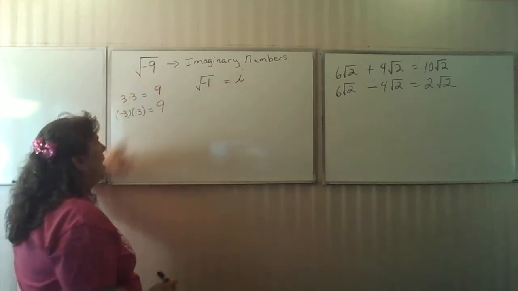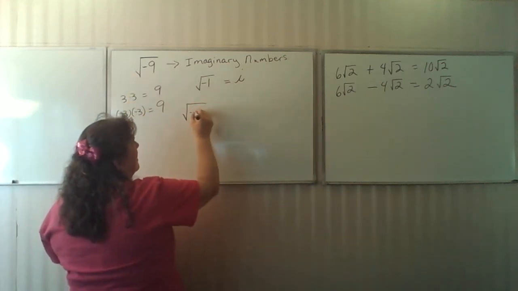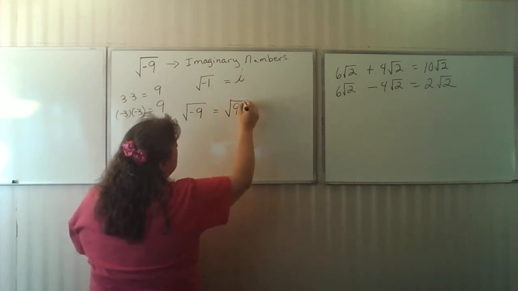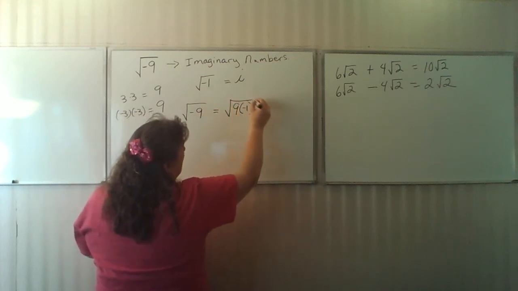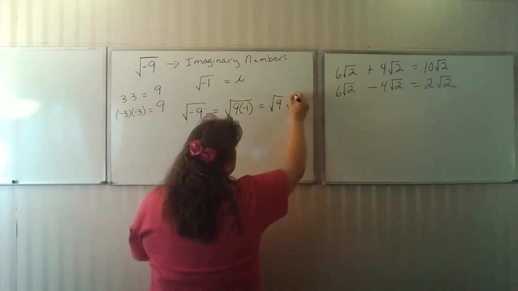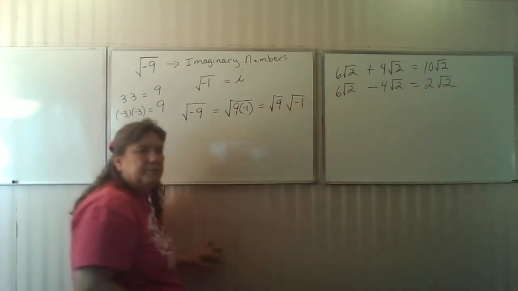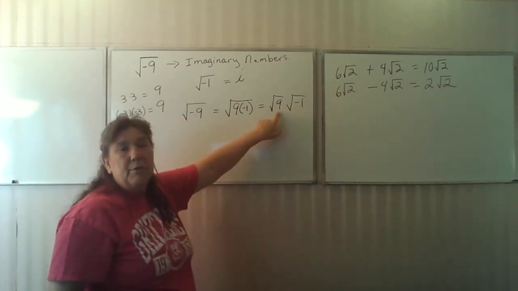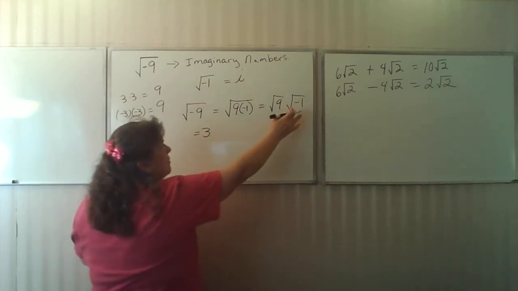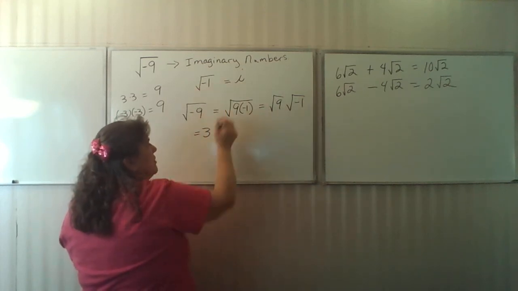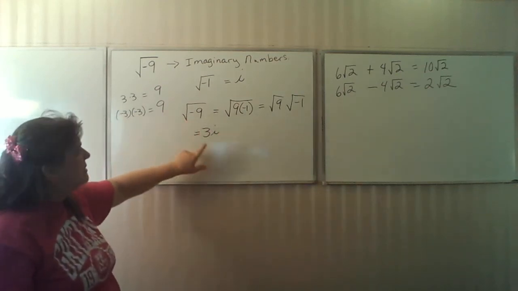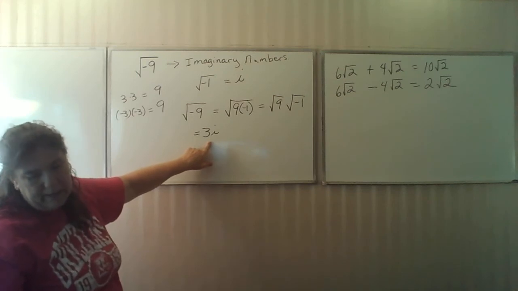So we can now take the square root of negative 9 and break it into the square root of 9 times negative 1, which is equal to the square root of 9 times the square root of negative 1. Now, we know the square root of 9 is 3, so this is equal to 3. The square root of negative 1, by definition, is the letter i. And so the square root of negative 9 is equal to 3i.